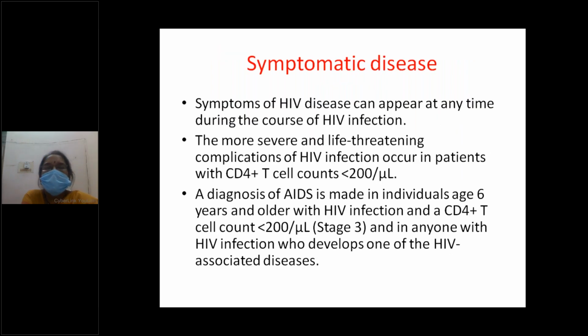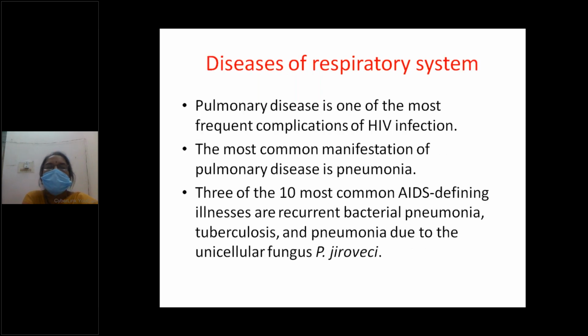Symptomatic disease. Symptoms of HIV disease can appear at any time during the course of HIV infection. The most severe and life-threatening complications of HIV infection occur in patients with CD4 T cell counts less than 200 per microliter. A diagnosis of AIDS is made in individuals aged 6 years and older with HIV infection and a CD4 T cell count less than 200 per microliter, stage 3, and in anyone with HIV infection who develops one of the HIV associated diseases.